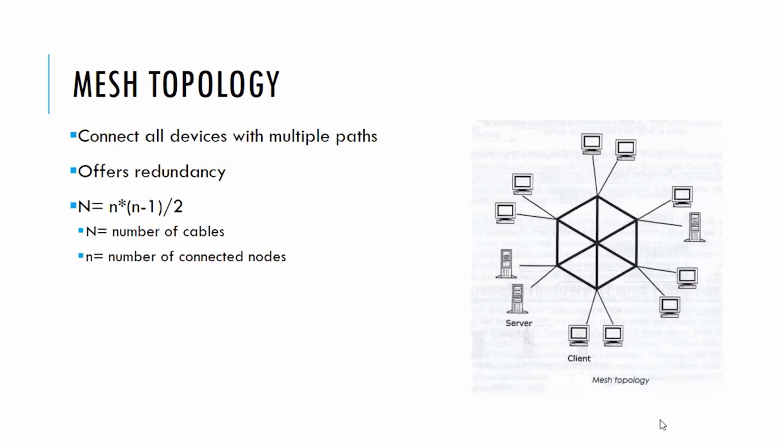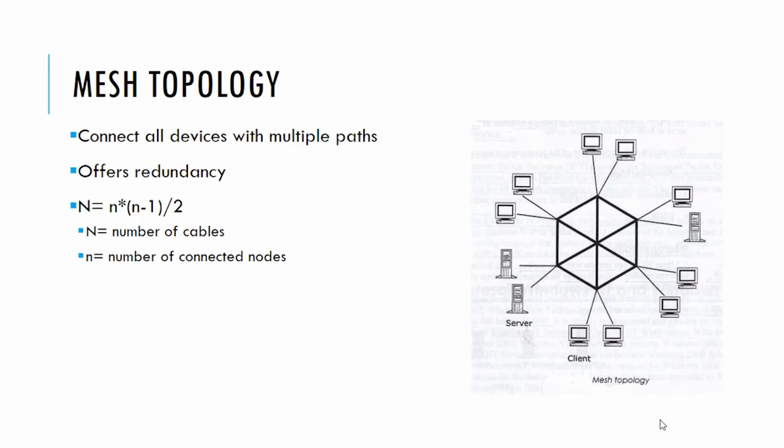The mesh topology means that every device is connected to the other devices through a separate link. It connects all devices with multiple paths. So, between each device and another, you can find multiple paths that can connect such device to the other one. It offers a very high redundancy in connection, which means very high reliability, which is part of the security of the network.